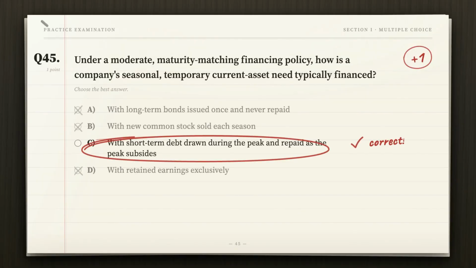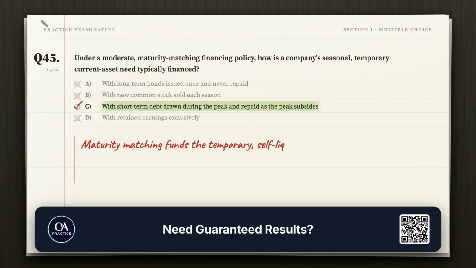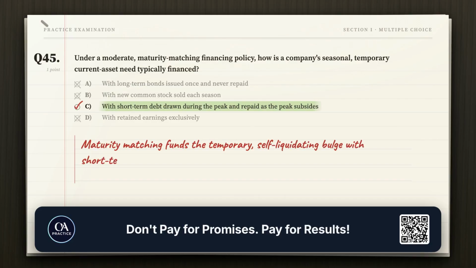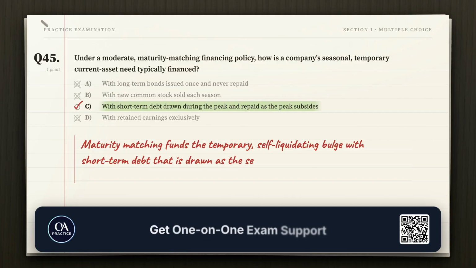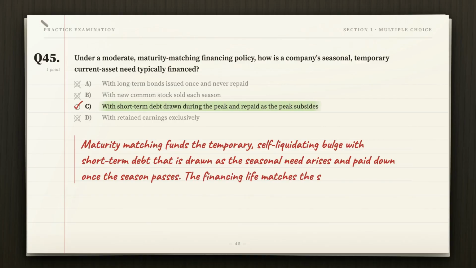The correct answer is C. With short-term debt drawn during the peak and repaid as the peak subsides. C is correct because maturity matching funds the temporary, self-liquidating bulge with short-term debt that is drawn as the seasonal need arises and paid down once the season passes. The financing life matches the short life of the asset.